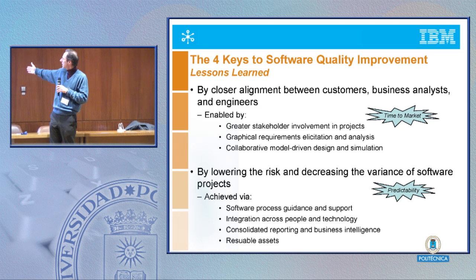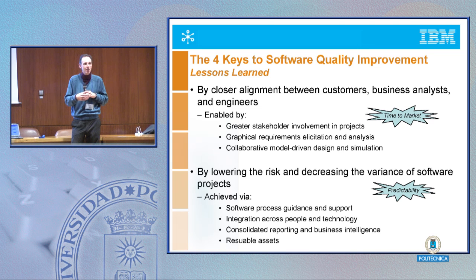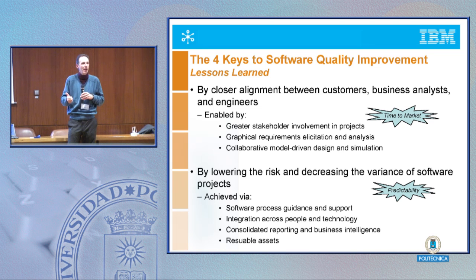So this becomes the key area. How do we get better information, more consistency, more predictability in what we're delivering? So these four areas are what we mean when we talk about quality, by making things more efficient, more effective, more predictable.